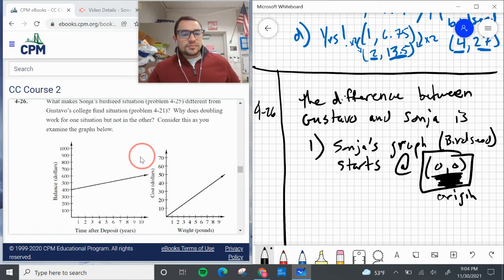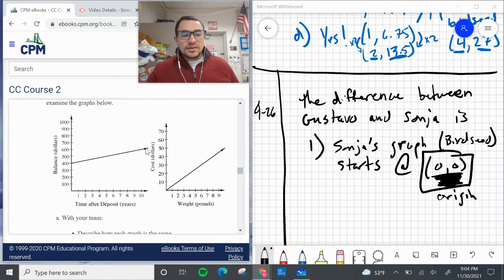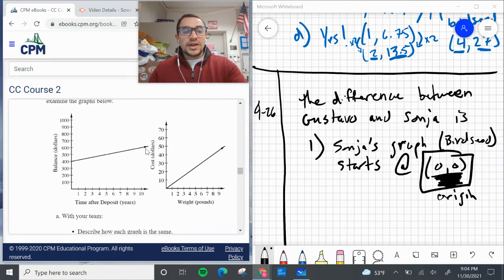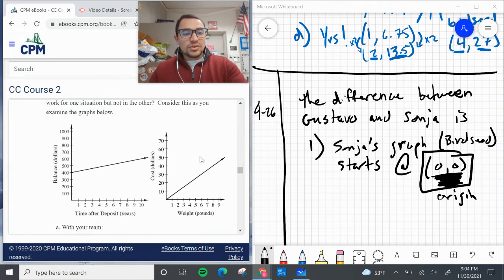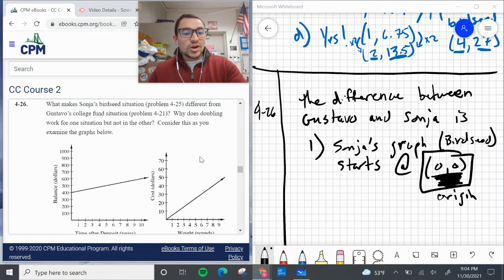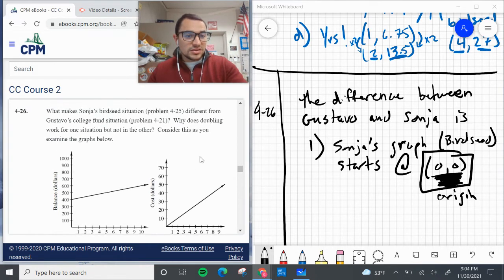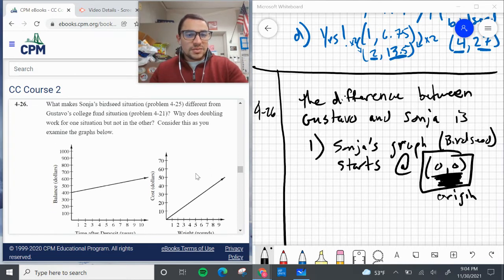All right. So now, what else do we have for our graphs? Well, they both are growing at a constant rate. I mean, they're straight lines. But it says, why does doubling work for one situation but not the other?